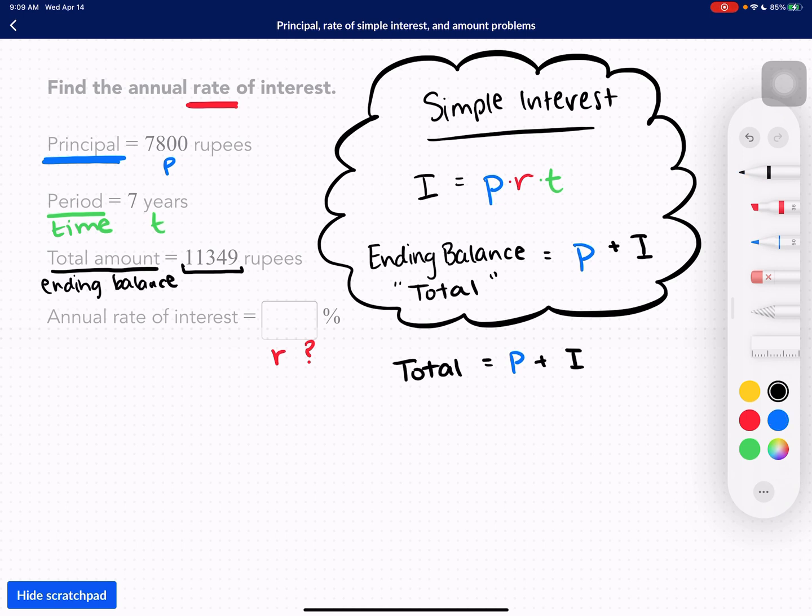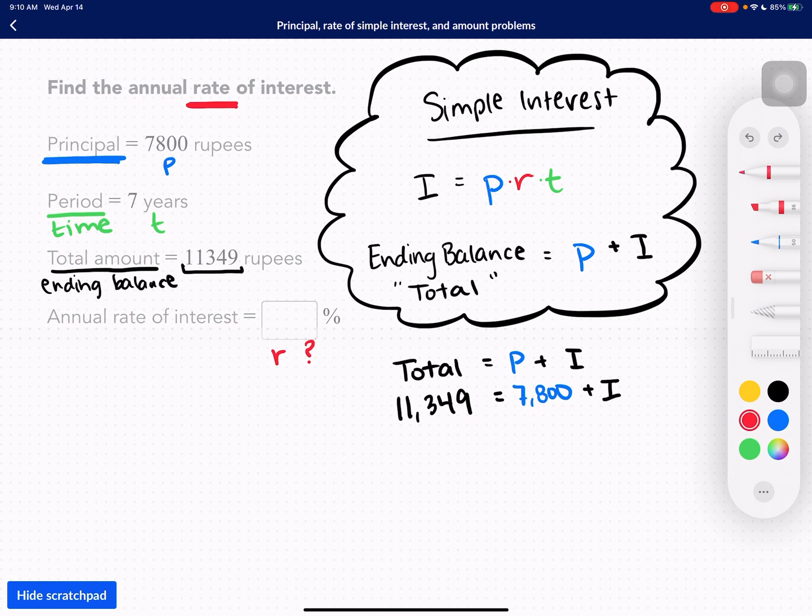So we know that the ending balance is 11,349. And we know that our principal was 7,800. But we don't know what our interest was. So our interest is whatever we add to the principal to get the total here. So we're just going to write a plus I. And now I have a simple one-step equation to solve for I, so then I know my interest. And then I can use that in this formula here to solve for my rate.